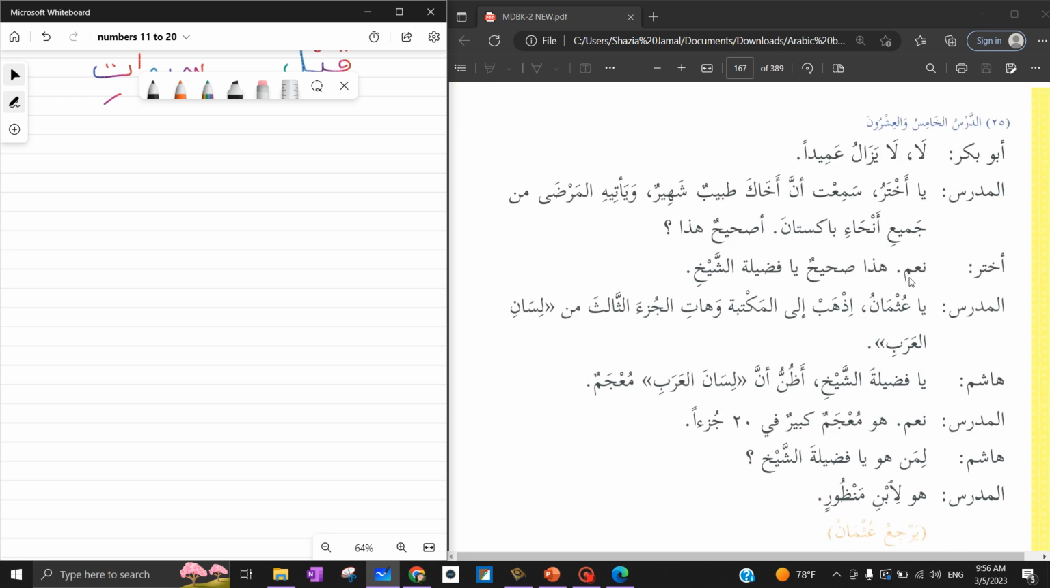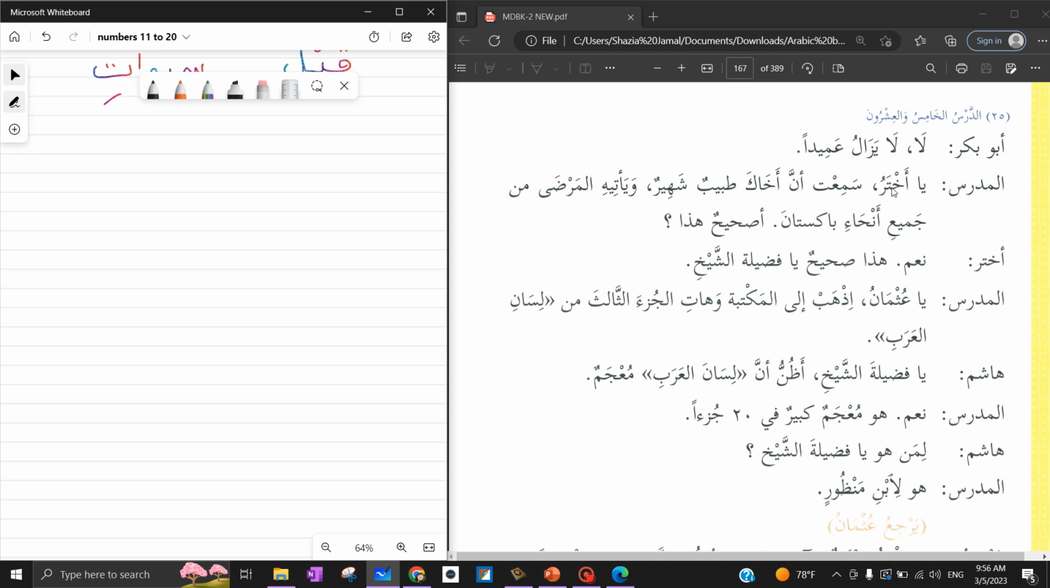So the teacher says, Ya Akhtaru. Akhtar is a name and it is also ghair munsarif. Now, this is the name with one noun. So that's why when a single name comes after harf nida, what happens? It comes with a single dhamma, not tanween. It cannot carry a tanween. So, sami'tu anna akhaka. Akha means brother, your brother. Since this is the harf nasb, tawkid, that's why akha is in the case of mansub, and that's why it is coming with alif.